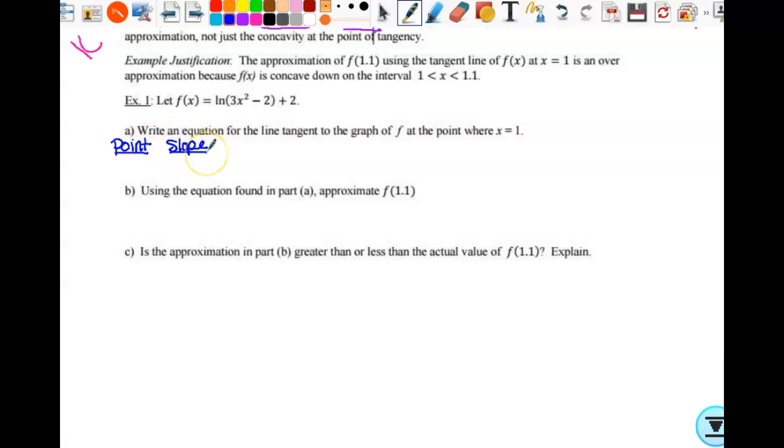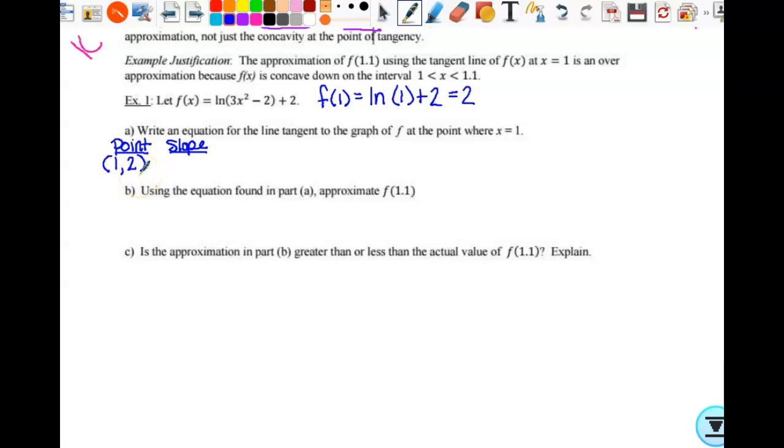We want this at the point where x is 1. So we need 1, and then f of 1, right? I need to actually figure out what the y value is. So I can go up here and find f of 1. f of 1 is going to equal the natural log of 3 times 1 squared is 3, minus 2 is 1, plus 2. What's the natural log of 1? 0. 0 plus 2 is 2. So my ordered pair is (1, 2).